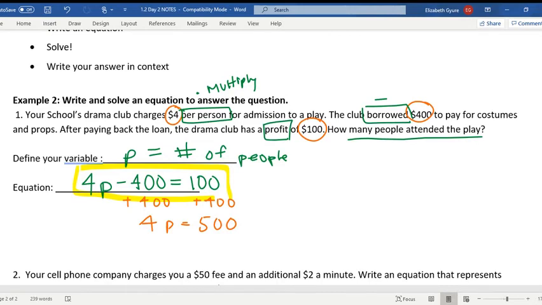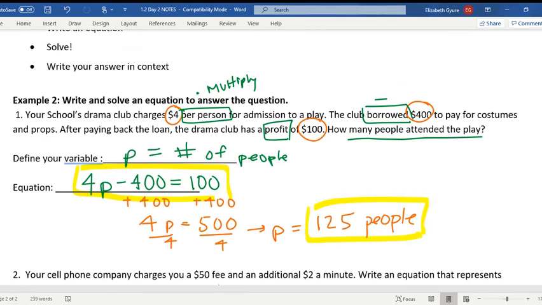And then what are you going to do with that 4? Now you're going to divide. That's why I'm looking at you, because you said divide before. Okay, that's okay. So now you're going to divide by 4. What's 500 divided by 4? 125 what? People. So that is our other part of our answer. Good. Okay.